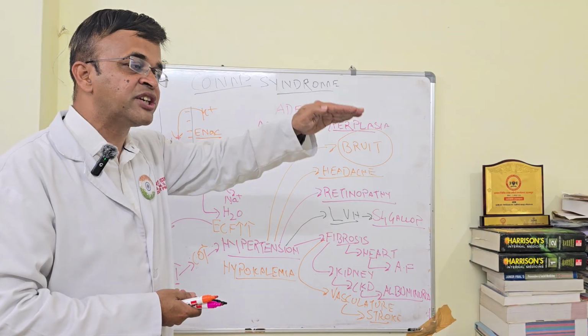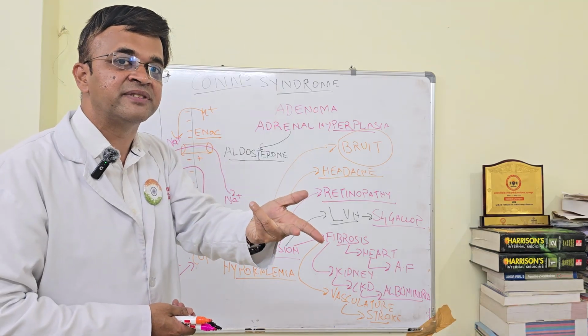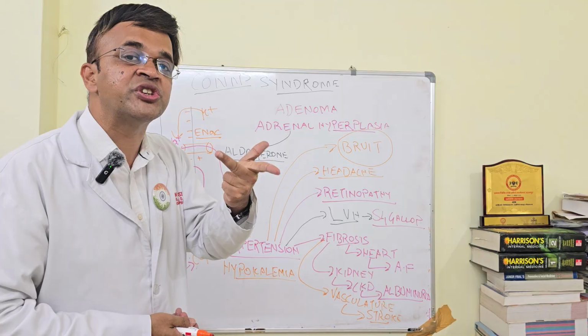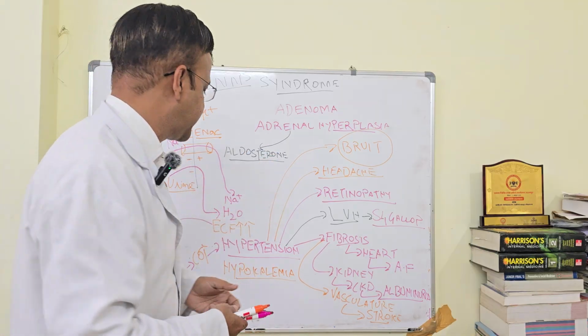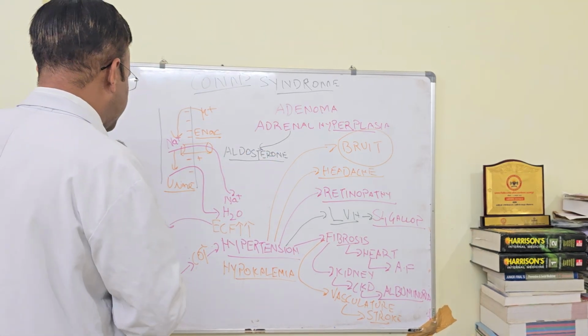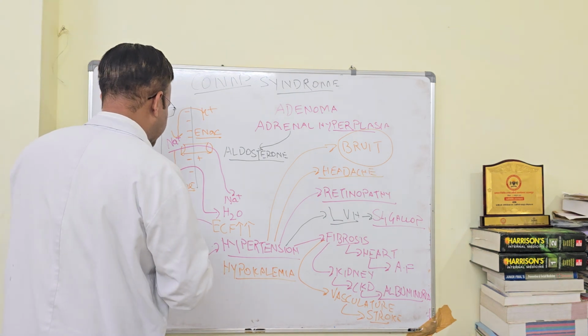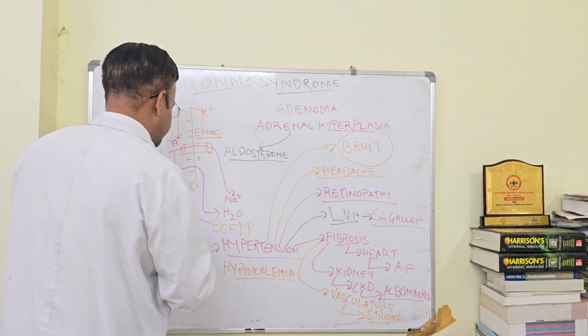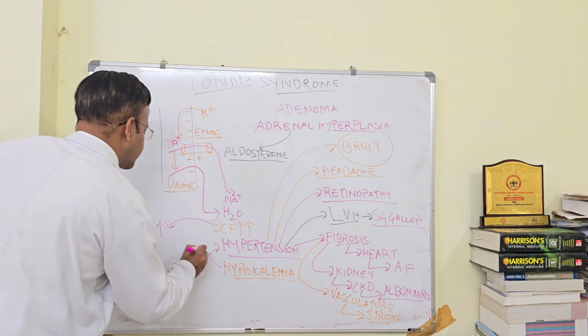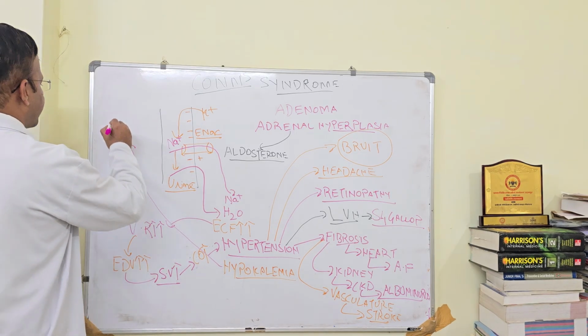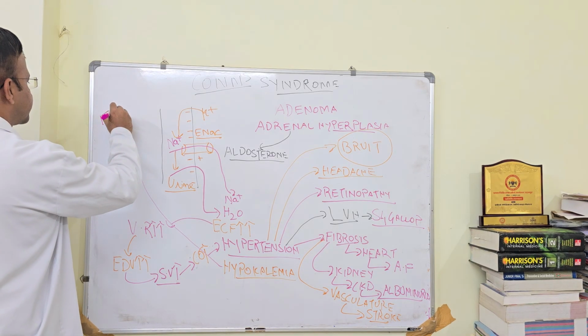So the action of ADH on V2 receptors will become ineffective. So it will be kind of nephrogenic diabetes insipidus. So hypokalemia can lead to nephrogenic diabetes insipidus. Okay, let's take it over here. Nephrogenic diabetes insipidus.